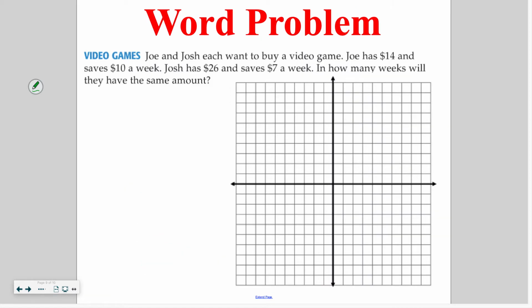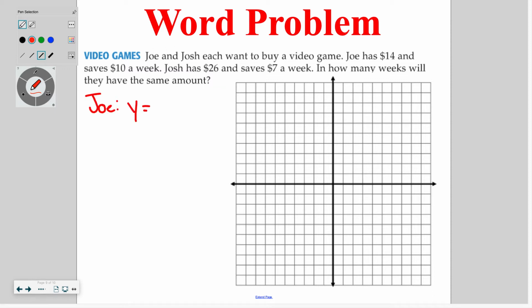Last thing, a quick word problem. So we've got Joe and Josh want to buy a video game. Joe has $14 and saves $10 a week. Josh has $26 and saves $7 a week. How many weeks until they have the same amount? So we're going to start with Joe and his equation.